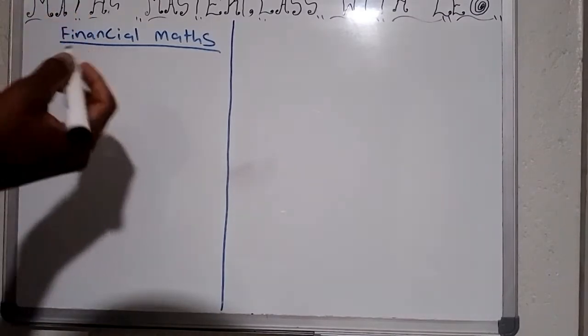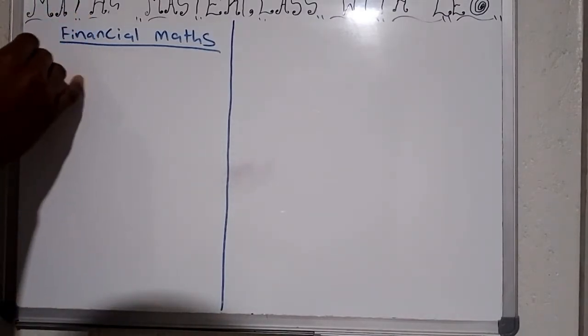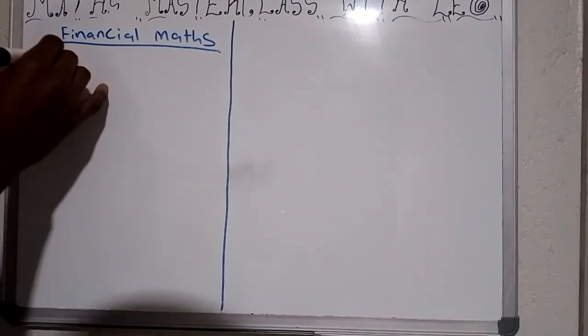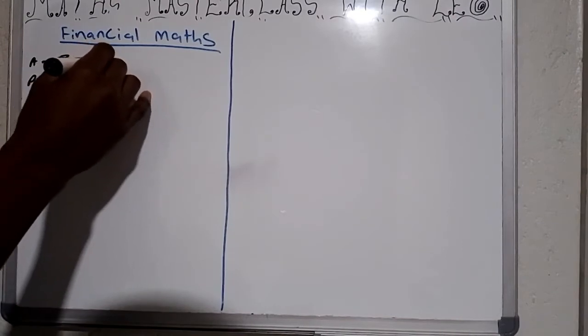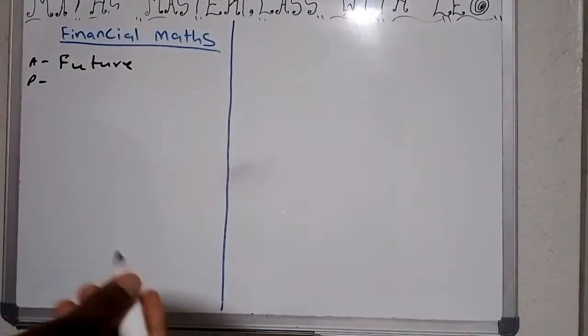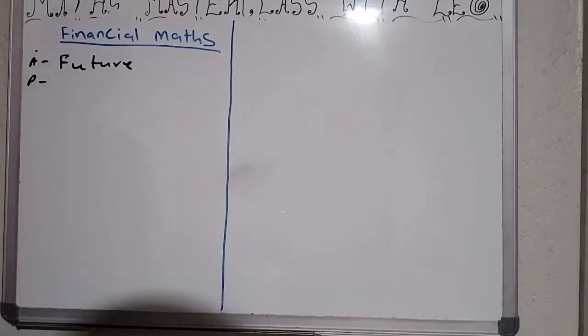When you talk about finance, there are basic things that you need to know. What does A represent? What does P represent? A represents the future amount, right? When you talk about the future amount, let me say you have invested your money, maybe you're saving your money with Capitec, and you're hoping to achieve a certain amount at the end of maybe 5 years or 3 years. That is the value of A.